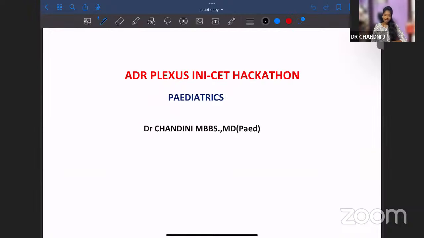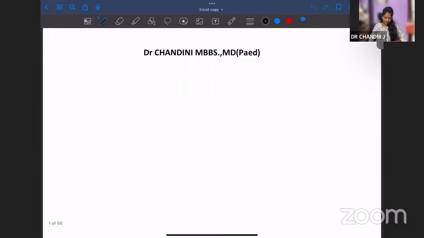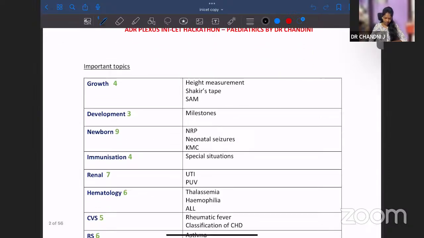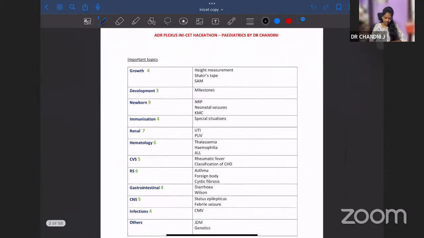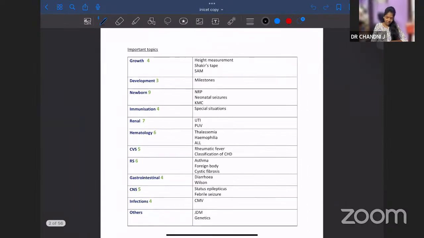Since this is going to be a high-yield session, we are just going to revise all the topics and cover as much as possible. Okay, so now I have made a list of the important topics that have been asked in the previous 3 years.